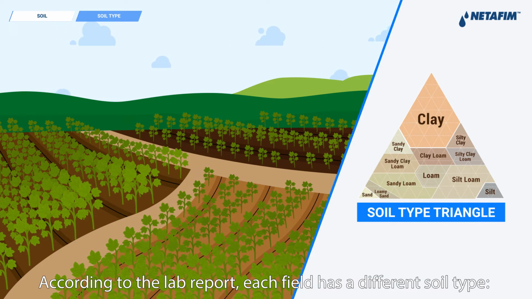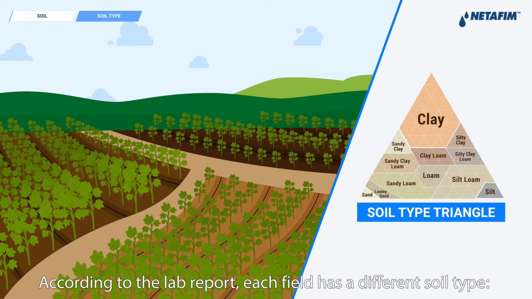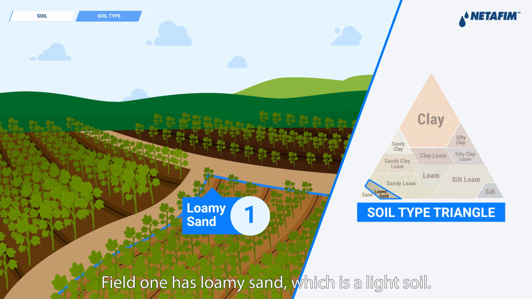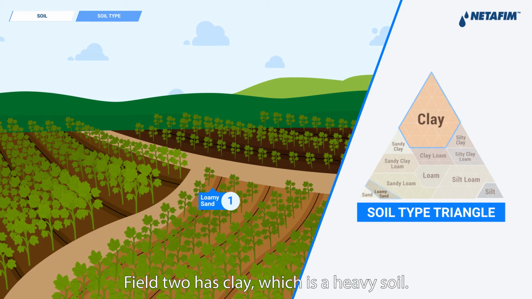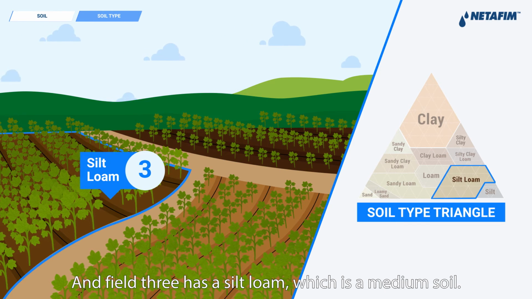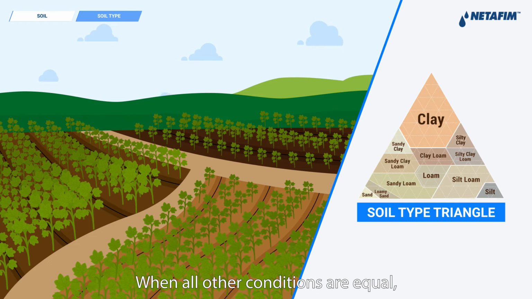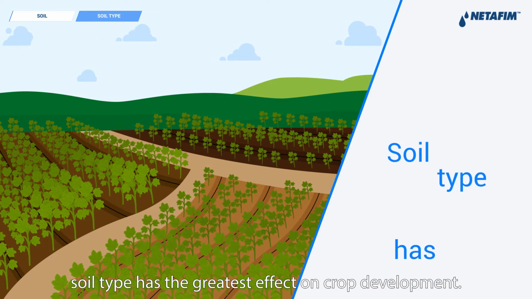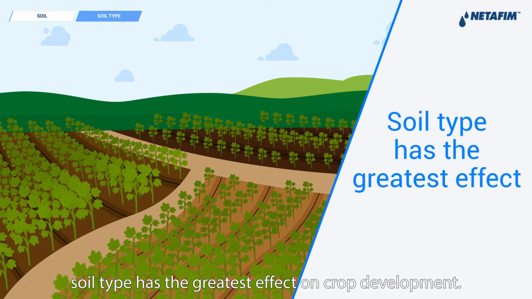Remember our cotton fields that were equally irrigated but developed differently? According to the lab report, each field has a different soil type. Field 1 has loamy sand, which is a light soil. Field 2 has clay, which is a heavy soil. And Field 3 has a silt loam, which is a medium soil. When all other conditions are equal, soil type has the greatest effect on crop development.